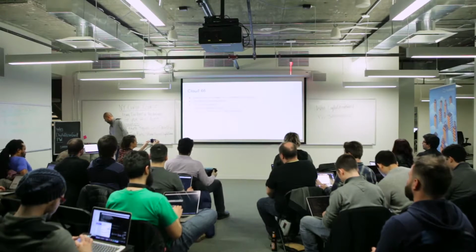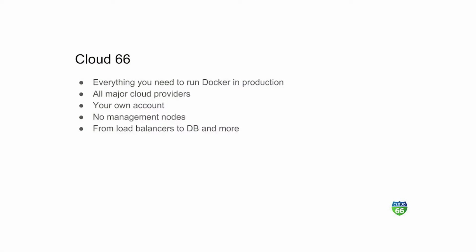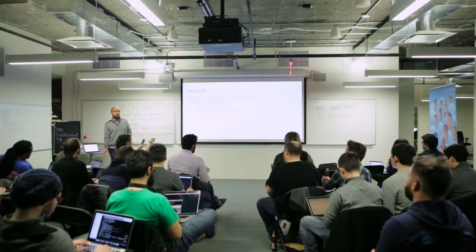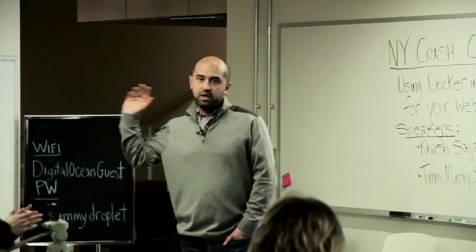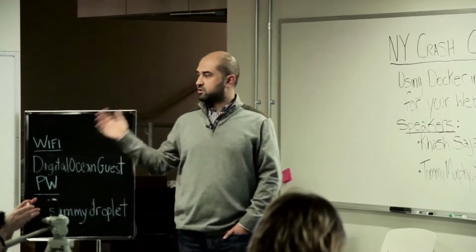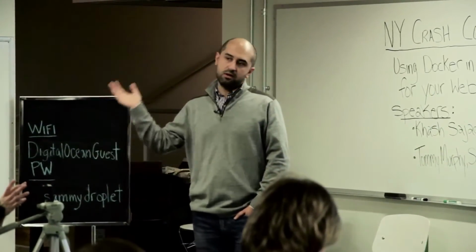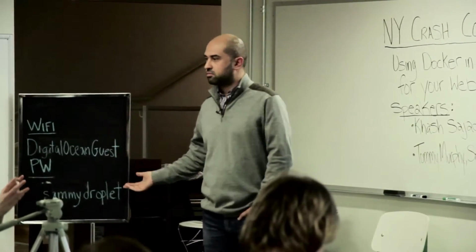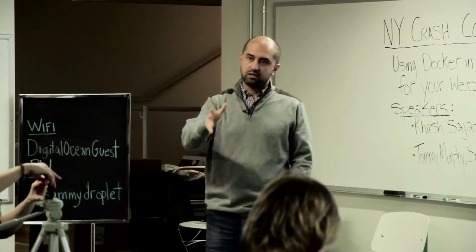So Cloud 66 is everything you need to run a Docker-based container application in production on any cloud, or on your own servers. The way it works is we either build the Docker images for you from your source code, or you have your own Docker workflow, and you build it and give us the images. We then connect to your cloud provider of choice, DigitalOcean, obviously, and the usual suspects, fire up the servers for you, provision them, and roll out the containers.